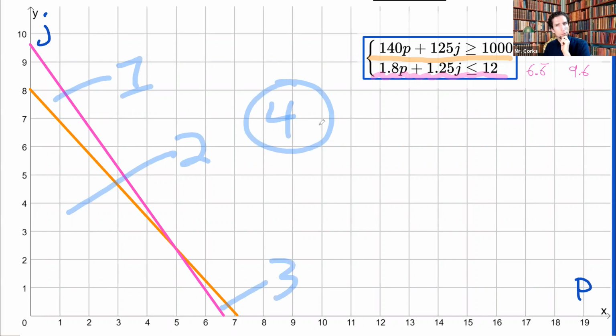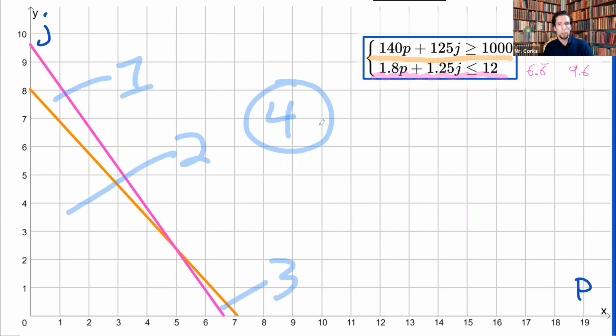Which symbol? That's greater than or equal to. I guess that's what I'm asking you to figure out. So try to tell me this without me doing the shading for you. Look at the inequalities and see if we should be shading above or below, put them together in your brain and tell me which area we should be shading in. I say 1.